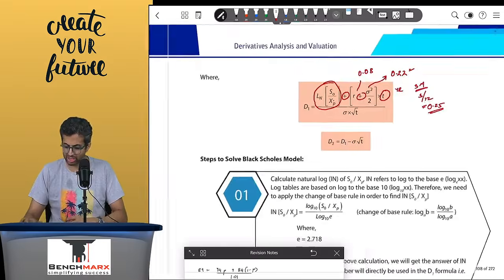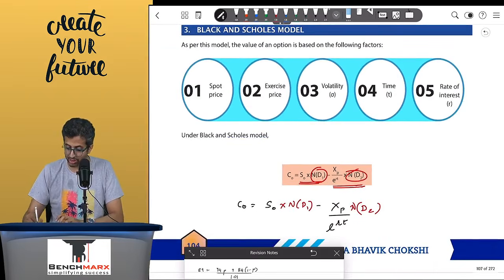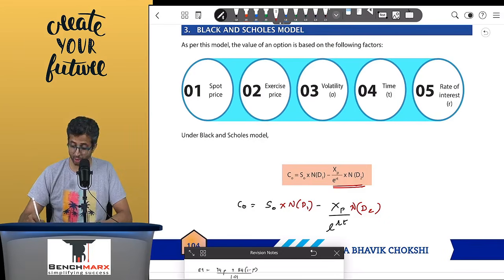So when I look at this formula, what are the missing pieces in this puzzle? First I need to find D1 and D2, but before that I need to find the natural log. So over here, first I find the natural log of S0 by XP. We'll see how to find that. Then we find D1 and D2. This is your step 2.